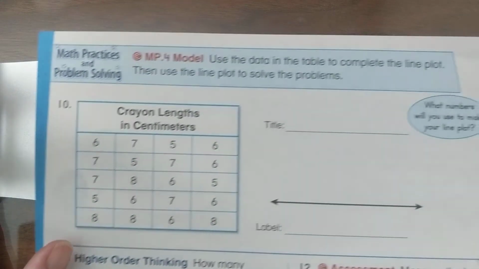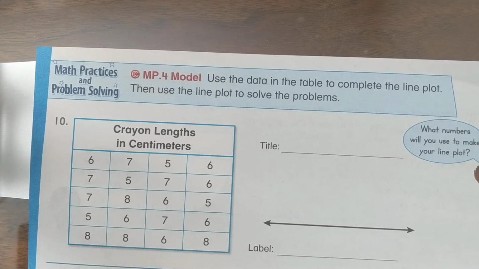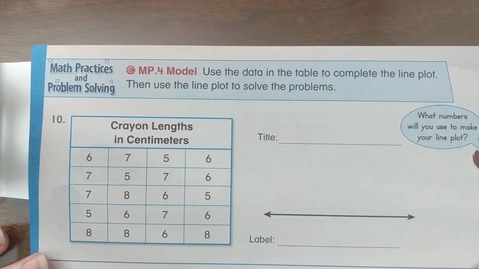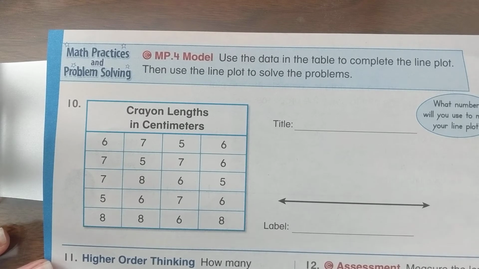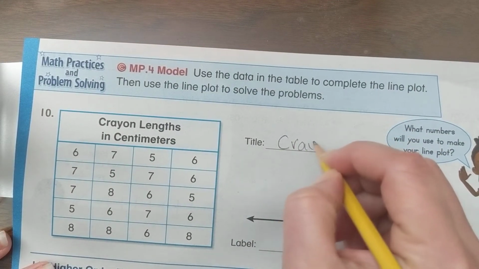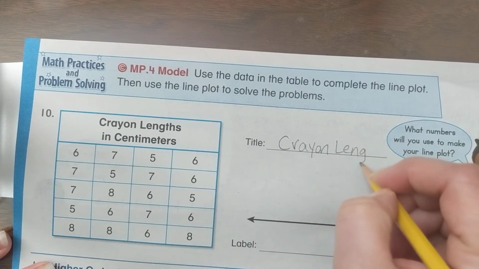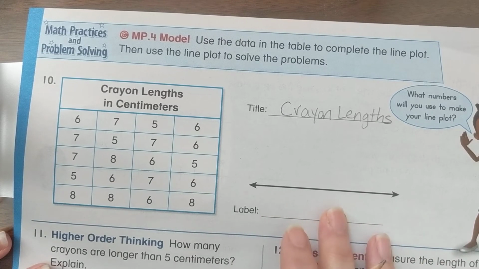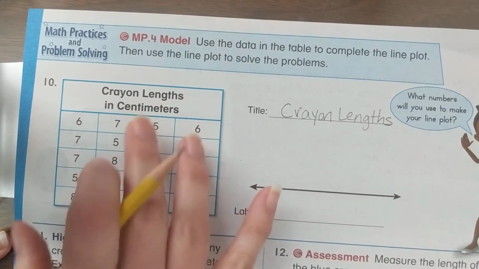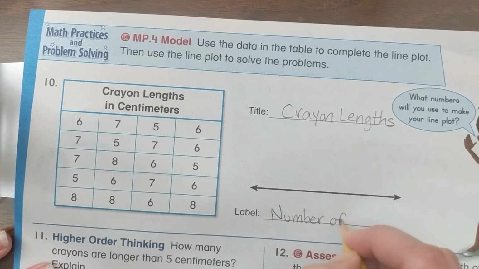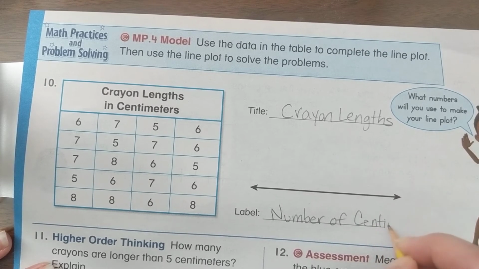Okay, back side. Use the data in the table to complete the line plot. Then use the line plot to solve the problems. Okay, we are measuring, looking at the table. These are crayon lengths. So our title should be crayon lengths. The label is what did we use to measure? We measured it in centimeters. So we're going to say number of centimeters.